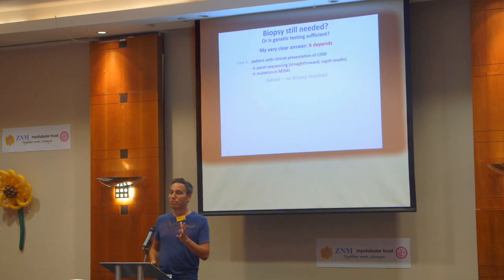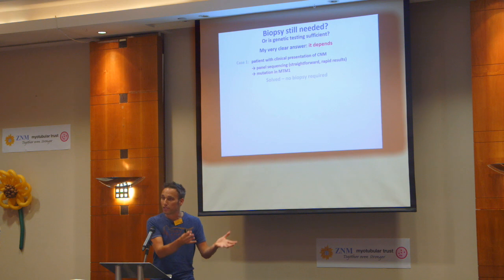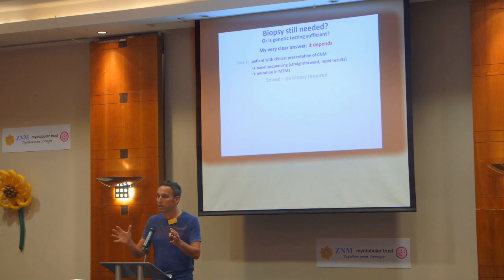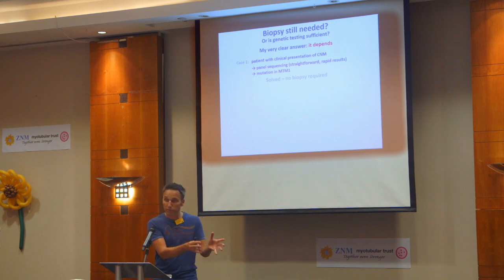Now imagine we have one patient with centronuclear myopathy, clinically. So muscle weakness looks like centronuclear myopathy. We take a drop of blood, we extract the DNA, we do panel sequencing. Result within 3 weeks. And now we find a mutation in MTM1. So this fits because it looks like centronuclear myopathy, so it fits clinically and genetically. Then for us, the case is solved. Then we don't need the biopsy anymore.